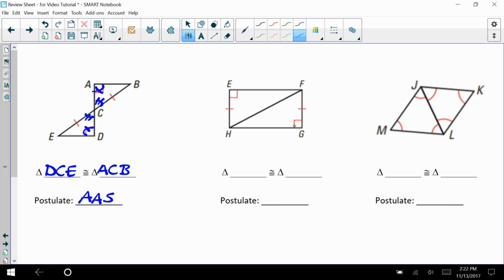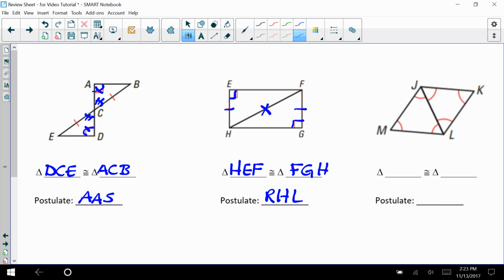Okay, for the next one, we have right triangles. So maybe this would be a right angle, hypotenuse, leg. We have the reflexive property here. So we have a right angle, a hypotenuse, and a leg. A right angle, hypotenuse, and a leg. So these triangles are congruent through RHL. So HEF is congruent to FGH.